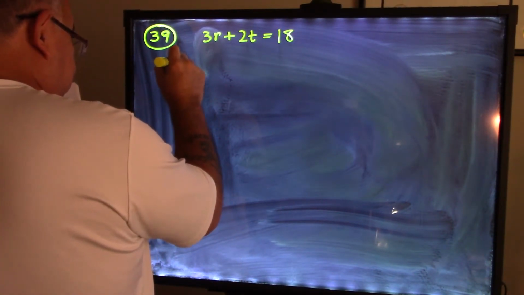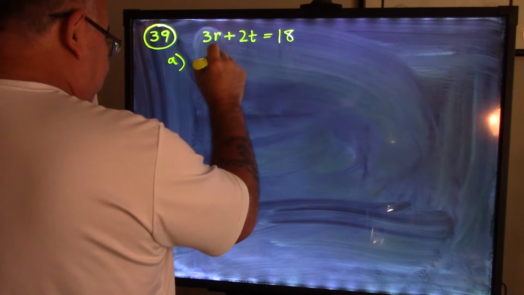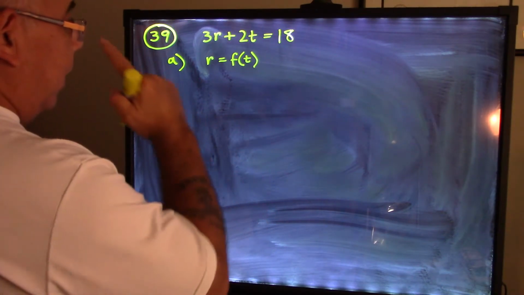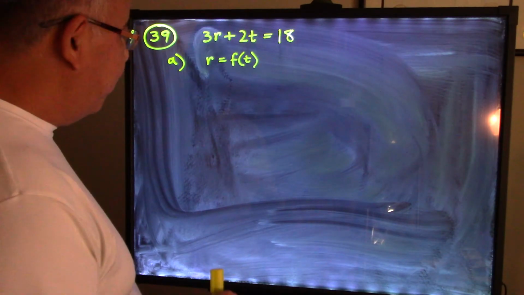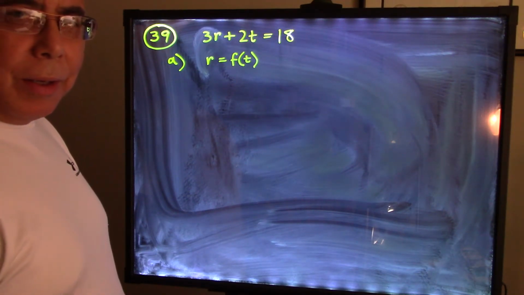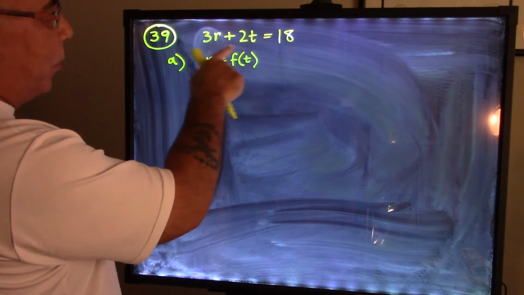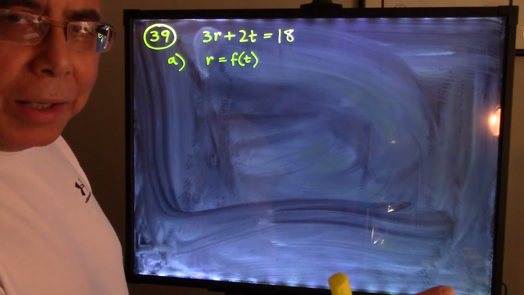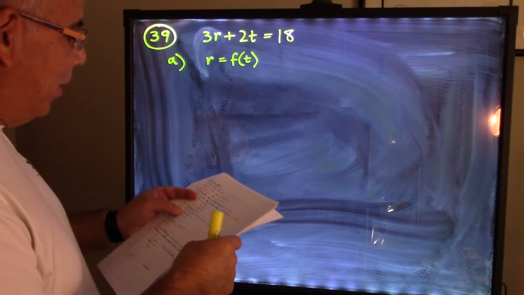So part A is, we want to write a function of this as r equals f of t. In other words, we want to write r equal to some function of t. You might see it worded as some function in terms of t. That would be the same thing. So basically you take this relation and just solve it for r. r equals blah blah blah, and the blah blah blah part will have t in there somewhere, or maybe in more than one spot. In this case it's just one spot.